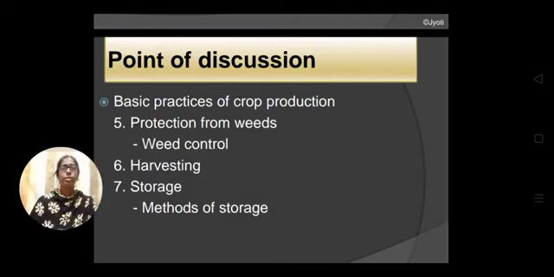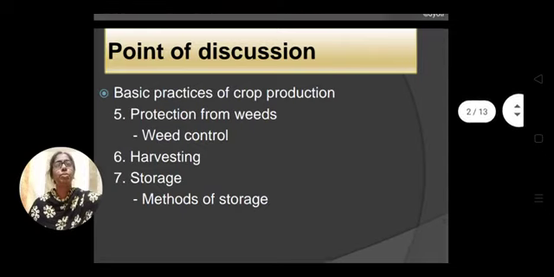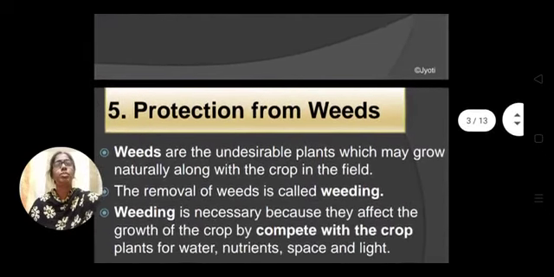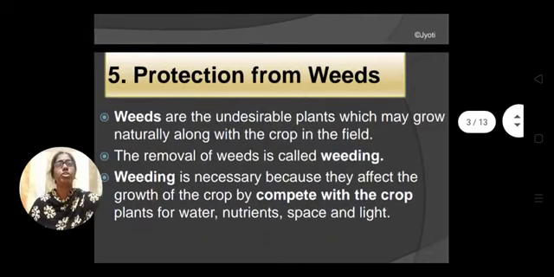In the previous two sessions we have already discussed four basic practices of crop production, that is preparation of soil, sowing, adding manure and fertilizer, and irrigation. In this session we'll discuss protection from weeds, how the weeds are to be controlled, then harvesting, and then the last step is storage. Then under storage we'll discuss various methods of storage. So let me start with the protection from weeds.